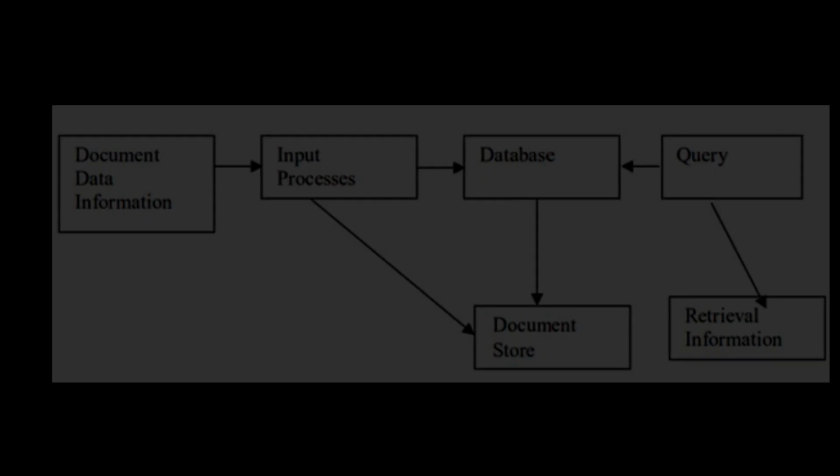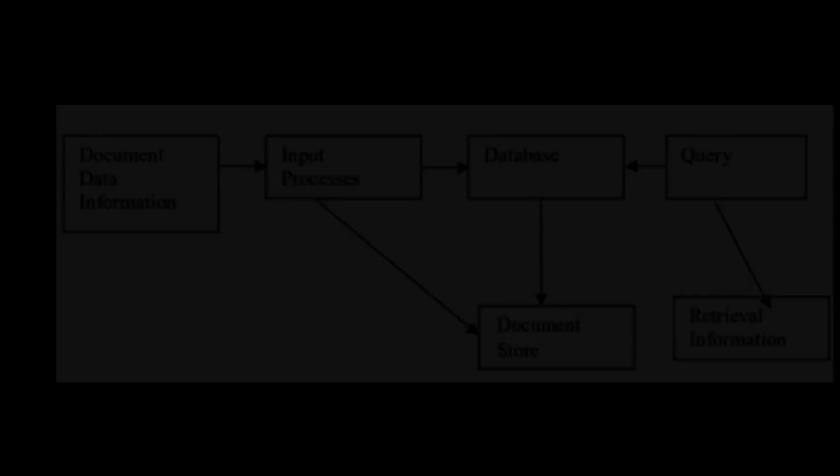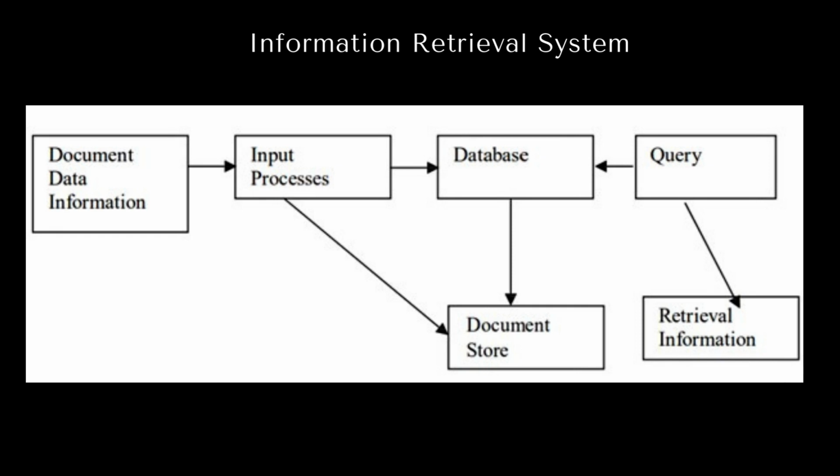The input may be a document, some data or information. The input process includes recording, subject analysis, and possibly some reorganization, especially in the case of data. The input processes generate the representations or surrogates to be stored in a database. What is retrieved will depend on the query. If the request is for some factual information, the procedure will begin from the database, move to the document store to find an appropriate document, and end with the delivery of the information requested.